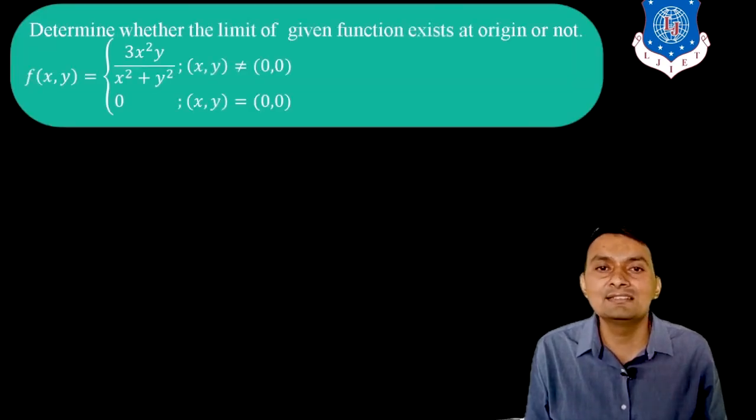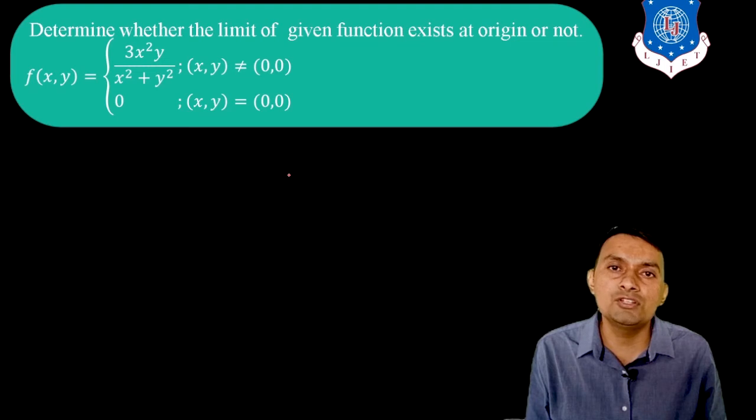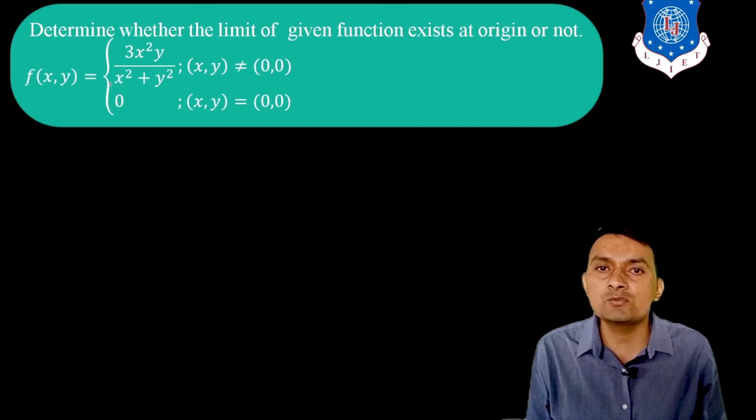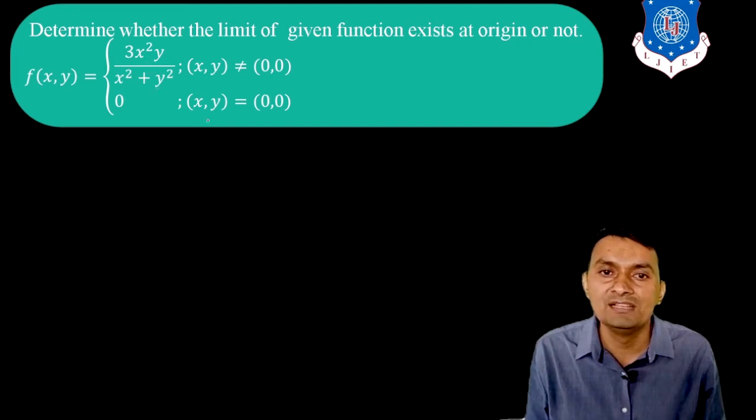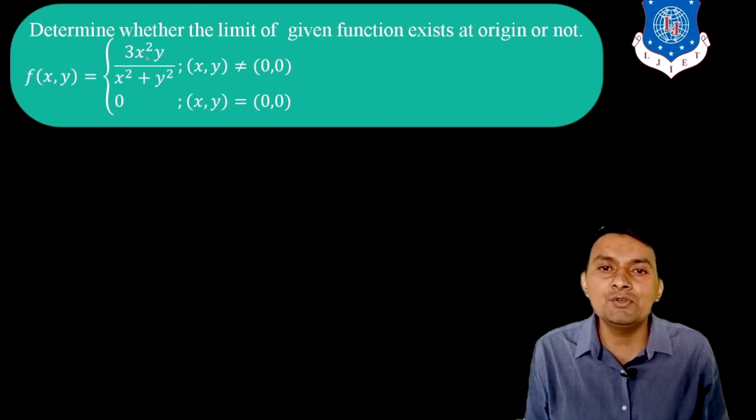So let us consider another question. Suppose you want to find the limit at the origin. How can we determine it? This is a nice question. Here the function f of x, y is defined, whenever x, y is non-zero, as 3 times x square y divided by x square plus y square. When x and y are both 0, 0, the function is 0. But mathematically, whenever you put x and y both as 0, 0, this is 0 divided by 0.